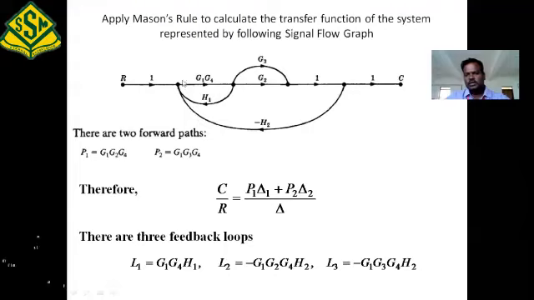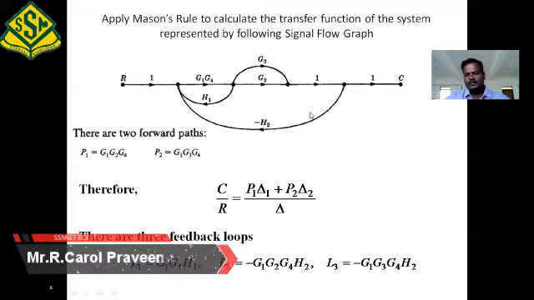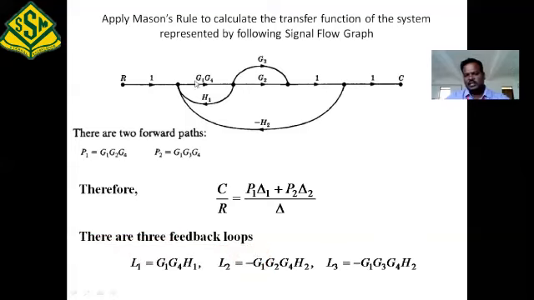So this is your individual loop 3. Multiply all the gains G1, G4, G3, 1 and minus H2. Again, rewrite this in the proper order: minus G1, G3, G4, H2. Right? So you have 3 individual loops in this problem.